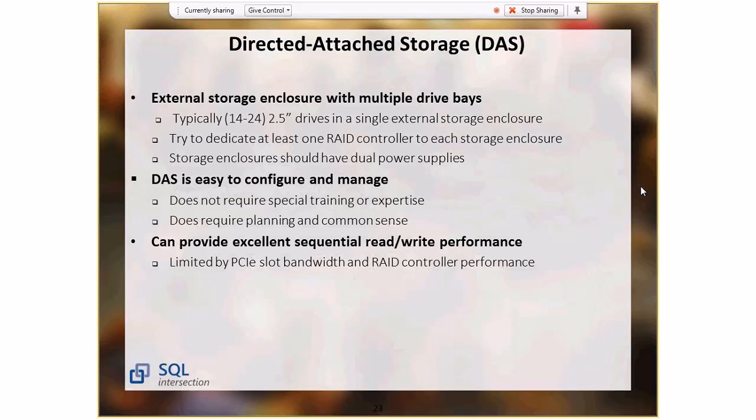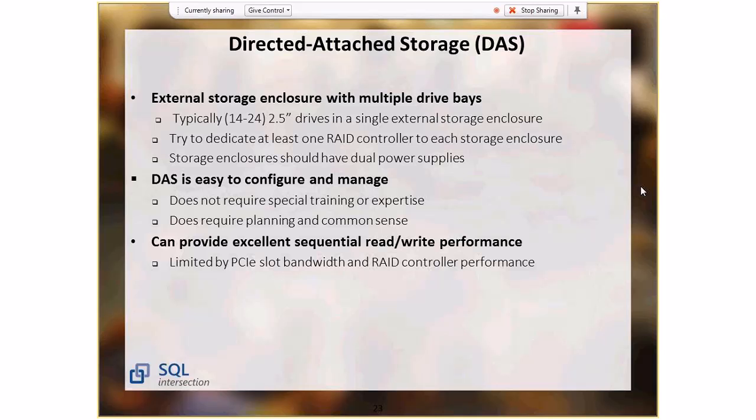And so you have multiple enclosures off of one poor RAID controller. So the RAID controller can become the bottleneck, or the PCIe slot that it's plugged into can become a bottleneck. And then the thing about direct attached storage is it's pretty easy to configure and manage. And it doesn't require any special training or expertise. It does require some planning and common sense because it's harder to change things than it is with a SAN.